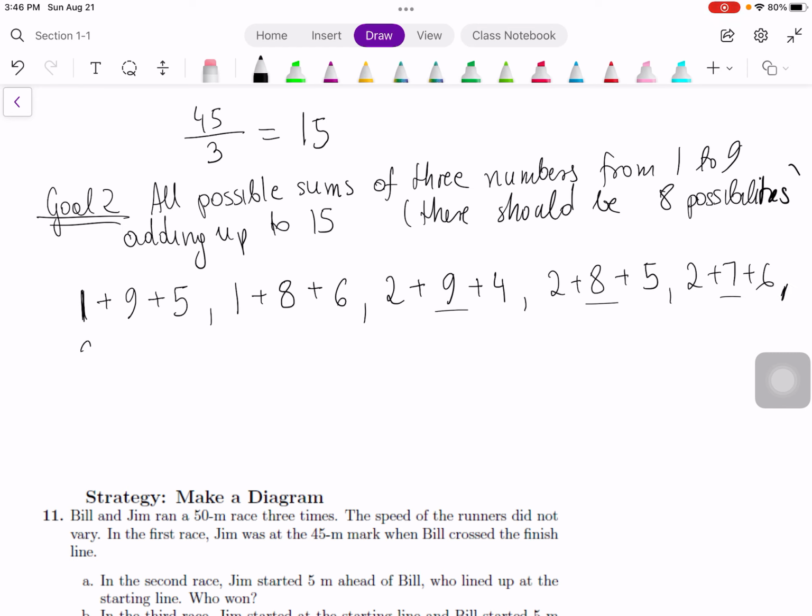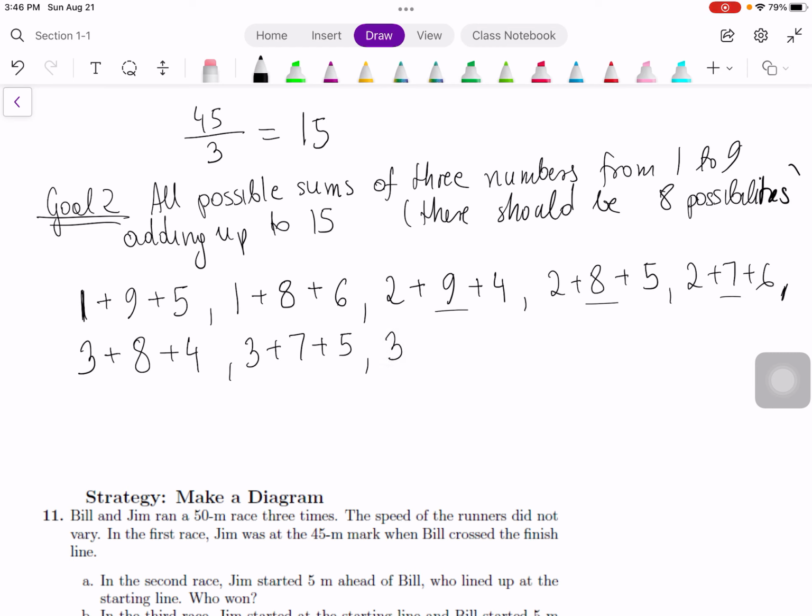So then I move to 3. 3, 9. That's 12, so then the next number would have to be 3. Not allowed. Okay, so that's not it. 3, 8, 11, and 4. Okay, that's so far good. Now 3, 7, that's 10, so the last number would have to be 5. 3, 7, 5. Okay, it wasn't before, so I'm good.